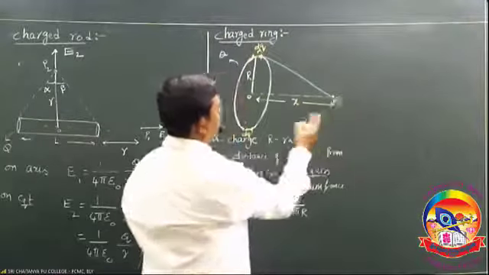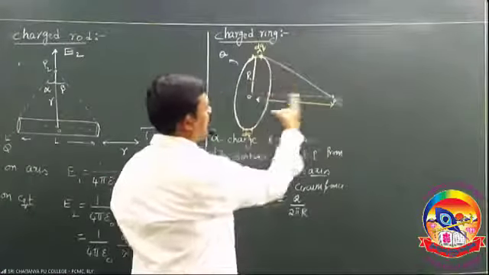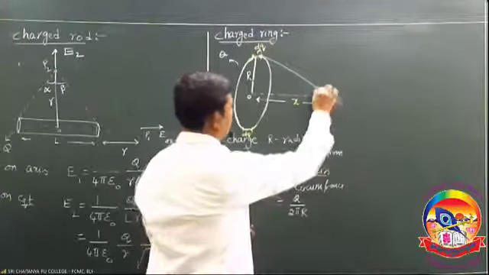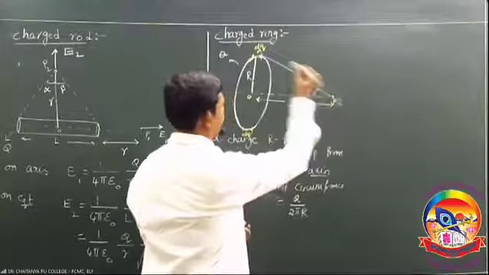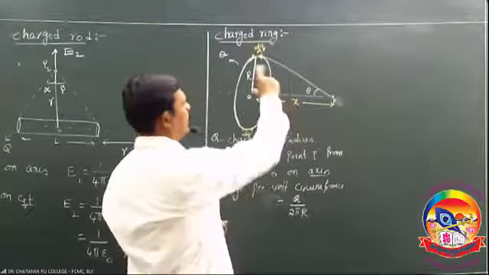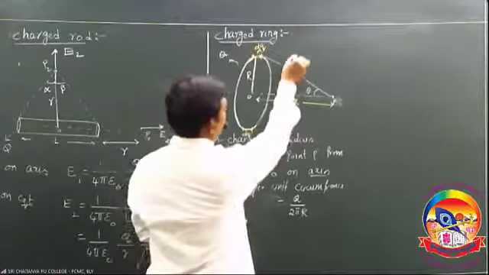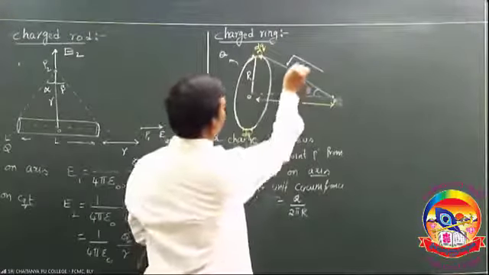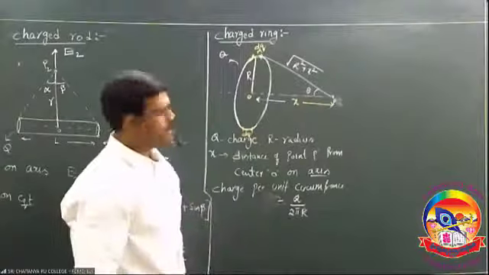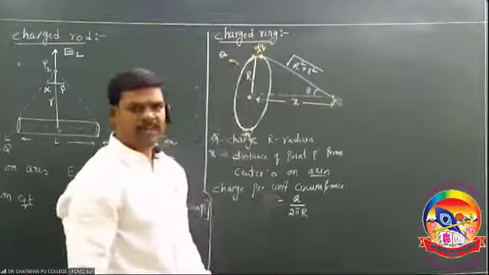From the diagram, what can you write? This is X, this is R. It seems like a triangle. Here the angle is theta. If this is X, this is R, this is the adjacent side, this is the opposite side, then this is root over R square plus X square. Is this clear?